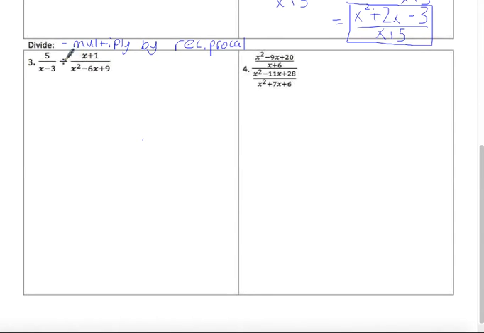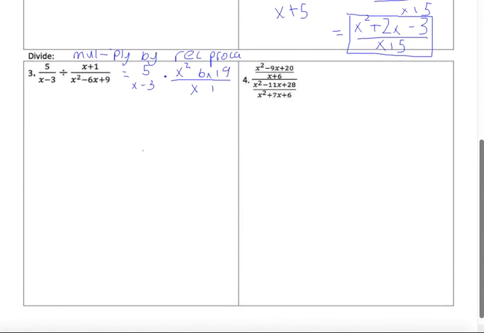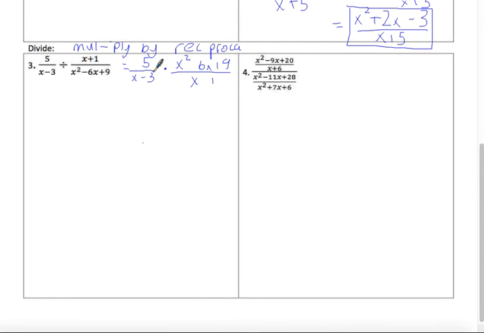So this division expression is equivalent to 5 over x minus 3 times x squared minus 6x plus 9 over x plus 1. And now we're multiplying fractions, or now we're multiplying rational expressions, which is exactly what we just did. So theoretically, I could stop teaching right now, but I won't. That's minus 6x, and that's plus 9. And that's plus 1.